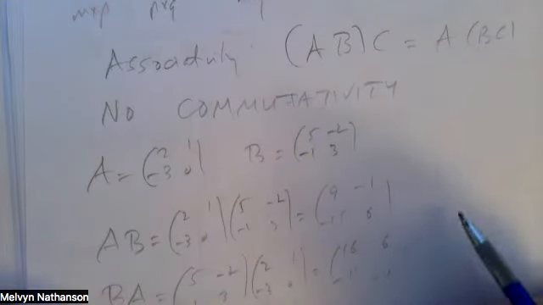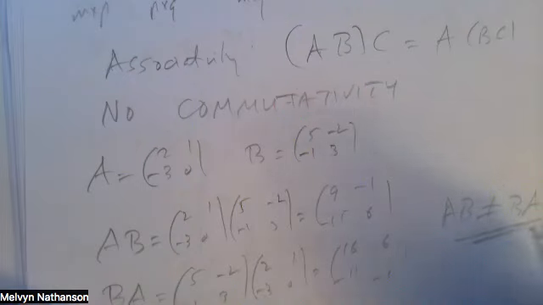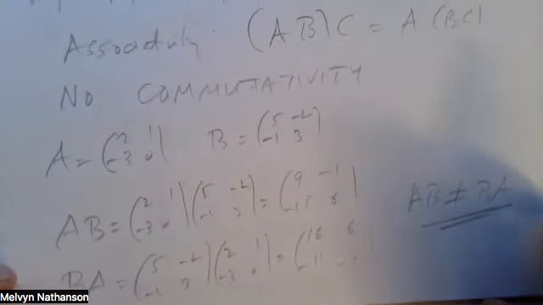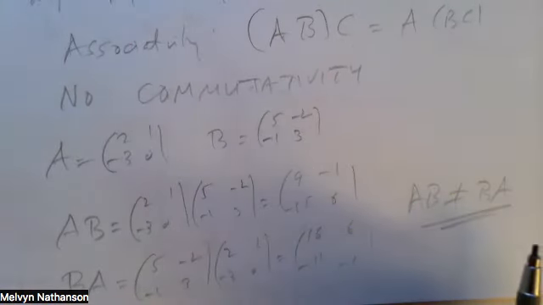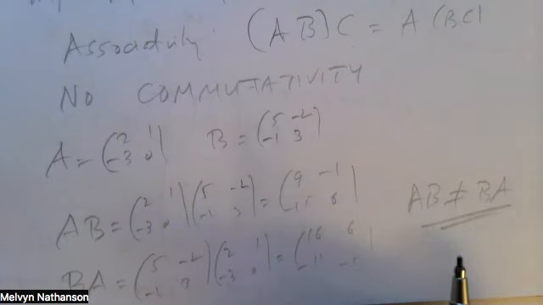Compare them. They have nothing in common. AB is different from BA. I mean, it might happen in some particular case that you have two matrices where A times B is B times A, but in general, they're not going to be equal. You can never assume matrix multiplication is commutative.